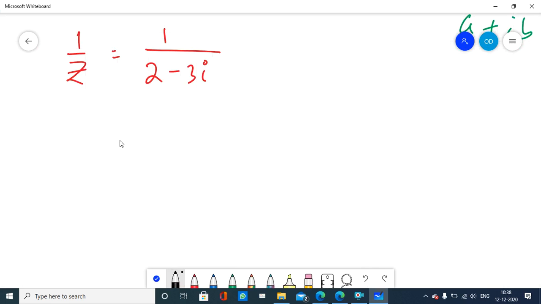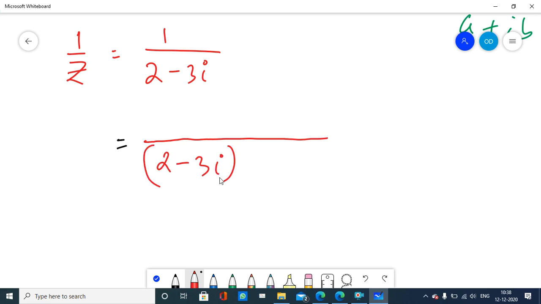And what is the trick to it? I told you that you can do it using the standard method or you can use the direct formula also. So let's go along the standard way. My first target would be to get rid of the i in the denominator. And in order to do that, I will always multiply by the conjugate of the denominator.